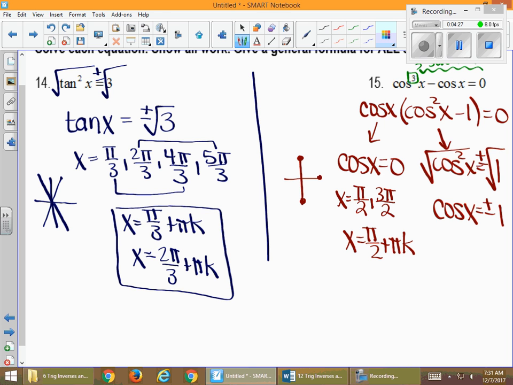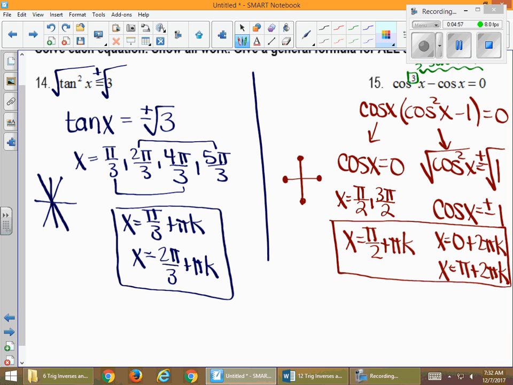Cosine is 1 at 0 and negative 1 at pi. So here you can write those separate or you can write them together. Since they're 2 different solutions, like for 1 and for negative 1, I would probably write them separate. So 0 plus 2 pi k and pi plus 2 pi k. Those are all very evenly spaced on your unit circle. All right, those are your first two trig equations.